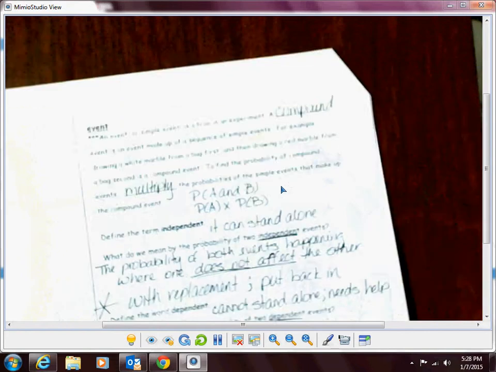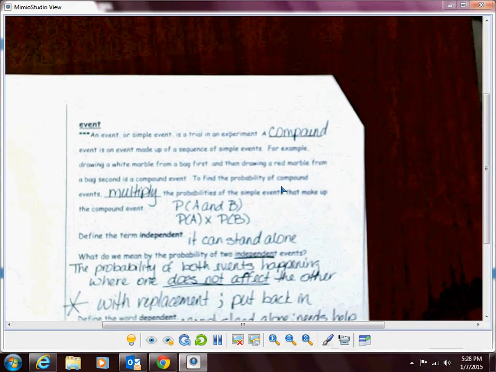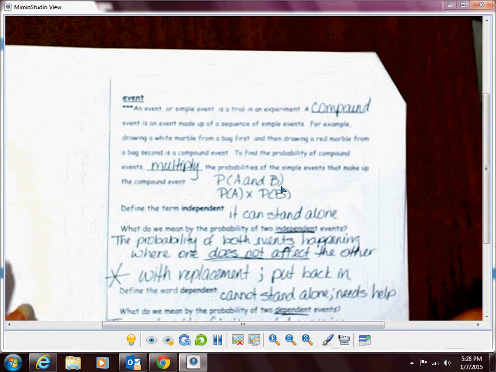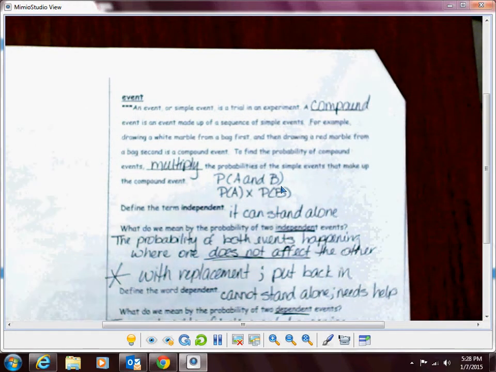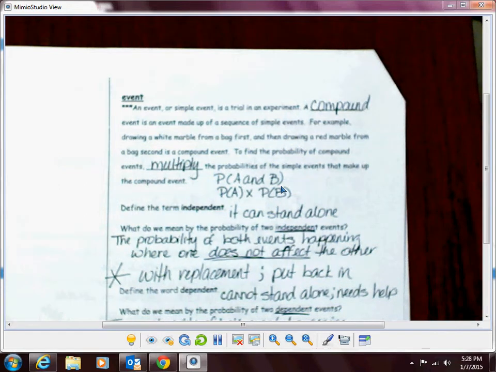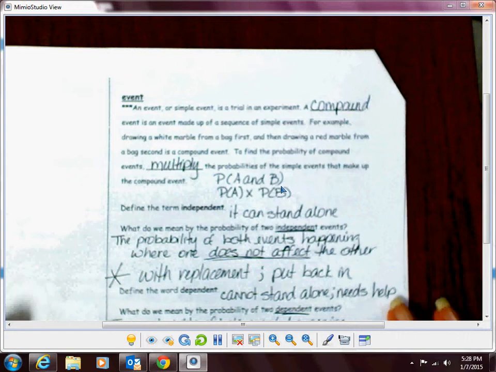Okay, then we have the other side, which started off talking about what an event is. If it's simple, an event is just a trial for an experiment. If it's compound, then that means 2 or more trials put together. So 2 or more simple events put together.